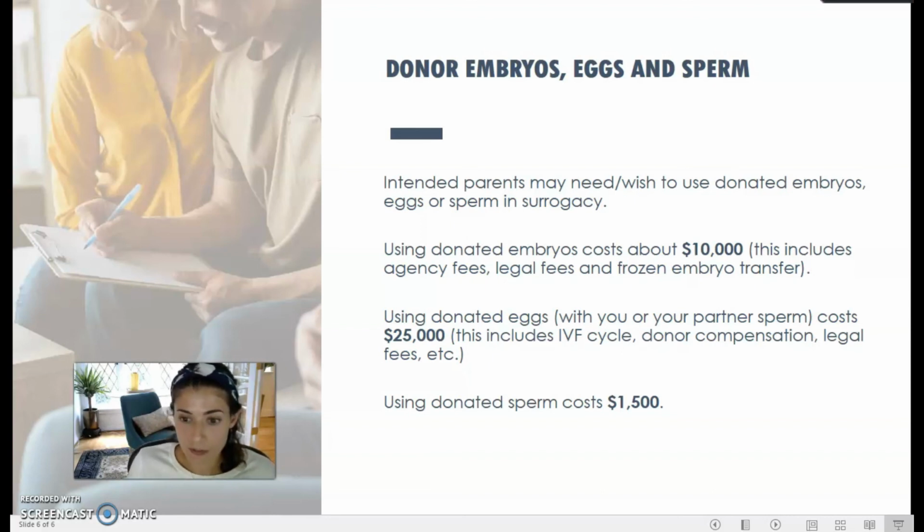And then finally, the cheapest option we have is donated sperm, which on average costs about $1,500. It's easy to get.